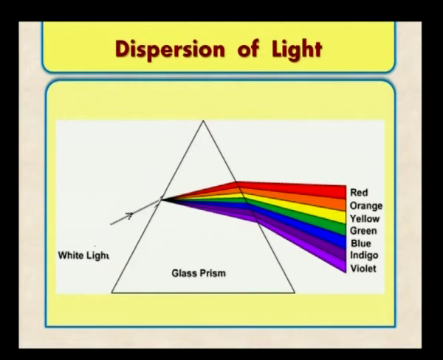That is the deviation suffered by the red light and the deviation suffered by violet, they are different. So, that will be your delta v and delta r. So, your dispersive power depends upon the material of the prism.